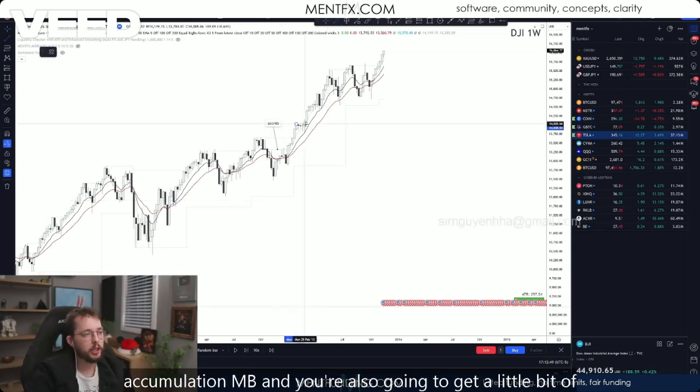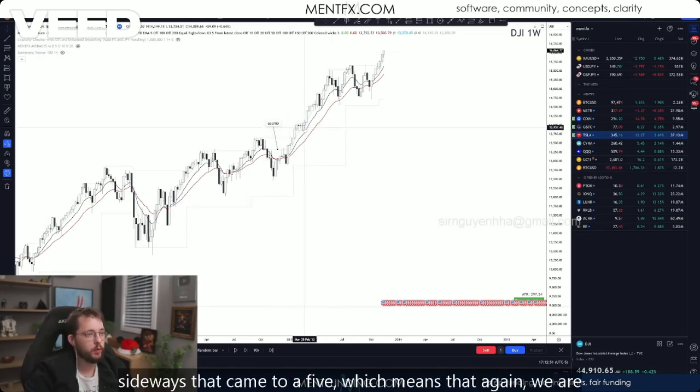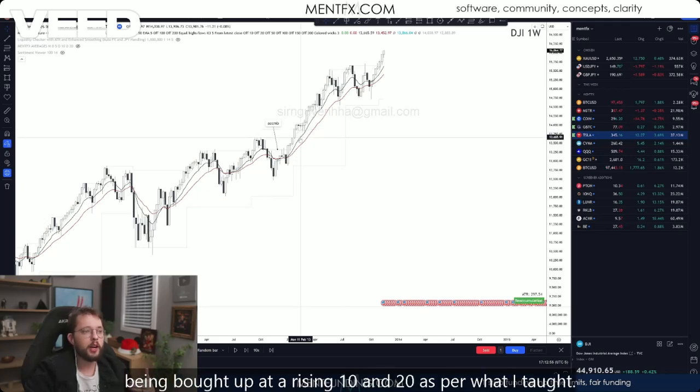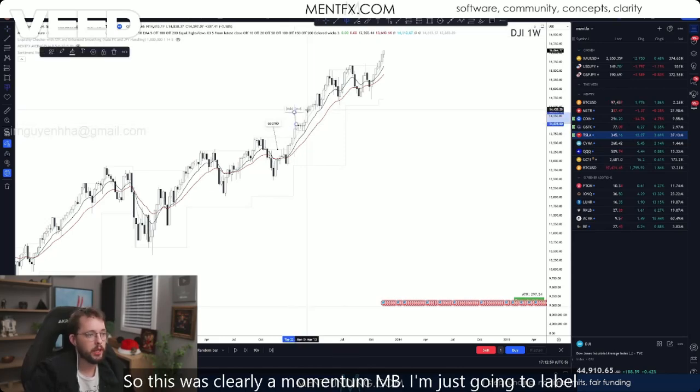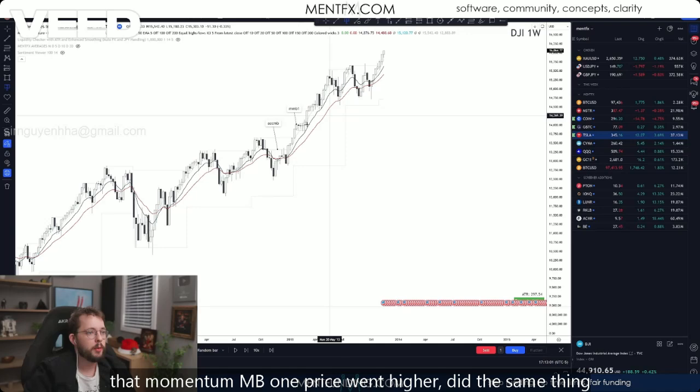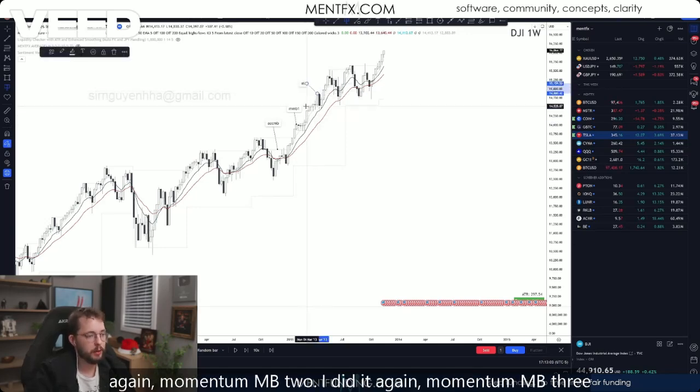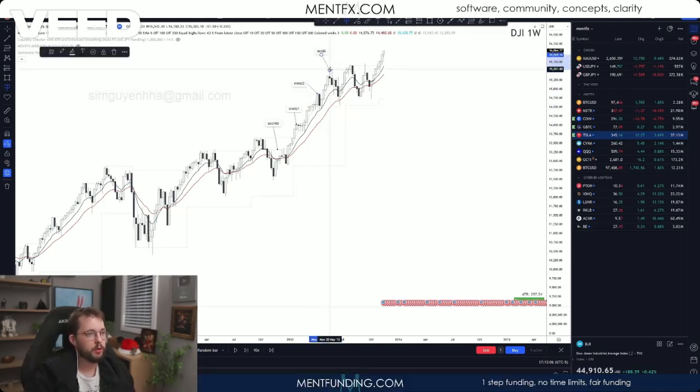And you're also going to get a little bit of labeling right now. And then you had a little bit of sideways that came to a 5, which means that, again, we are being bought up at a rising 10 and 20 as per what I taught. So this was clearly a momentum MB. I'm just going to label that momentum MB1. Price went higher, did the same thing again, momentum MB2. It did it again, momentum MB3.